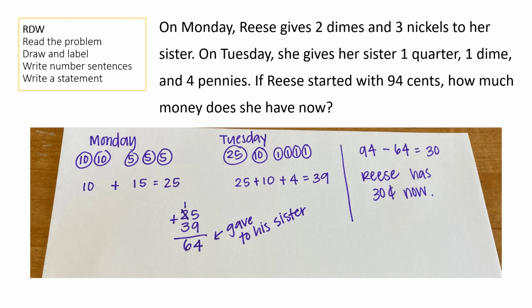But that doesn't answer my question. My question was, if Reese started with 94 cents, how much money does she have now? So I need to do a second step where I take away how much money Reese gave to her sister. So I did 94 minus 64, which gave me 30. Reese has 30 cents now after giving away that 64 cents to her sister.